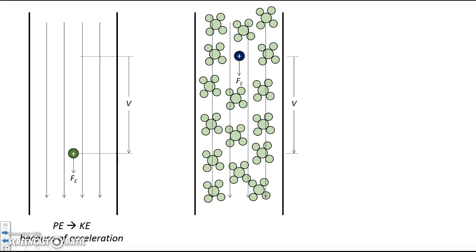There's a different scenario that we could have, though. Instead of empty space, there can be atoms filling the space, and molecules. When that's the scenario we're dealing with, the charge gets pulled down, and it bumps into the atoms. The electric potential energy is converted to heat because of the collisions. In each collision, the charge transfers some of its energy to the atom or the molecule.